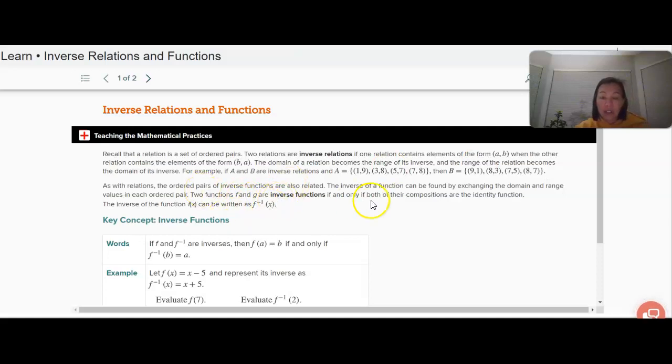Two functions are inverses if and only if their compositions are the identity, which we'll get to later on in this section. And the symbol we use for inverse is f with a little -1 exponent. So we would say this is f inverse of x. So f of x, f inverse of x, and we use that little -1 to show that they're inverses.